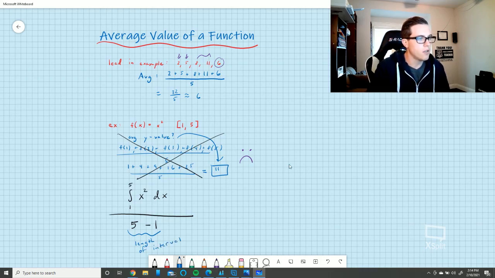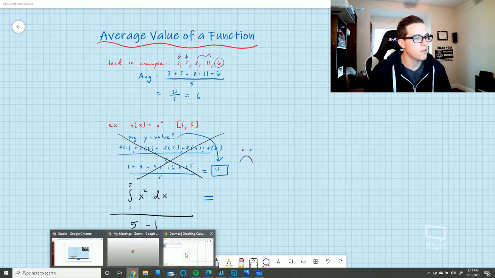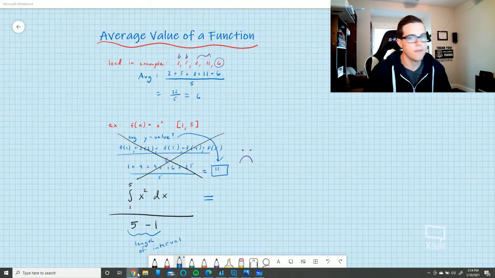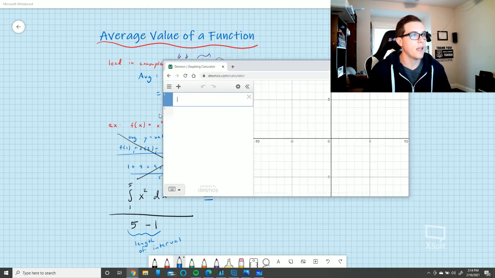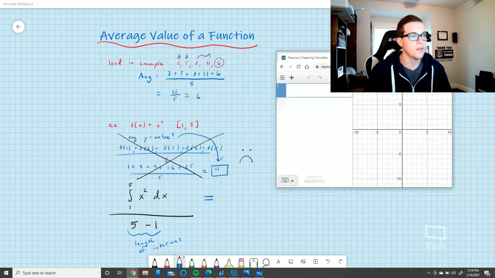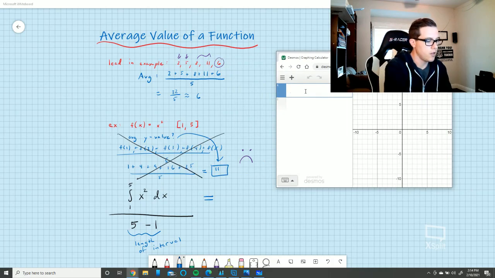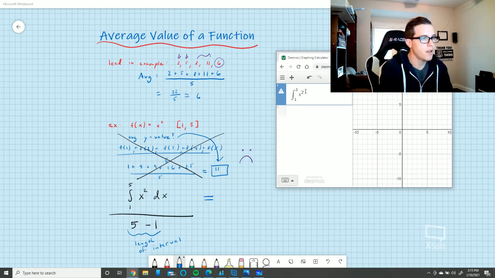So what does this calculation give us? I have you do this by hand on the homework, because at the end of the day, we still have to be able to find antiderivatives by hand. We've been getting a little privileged with the integral in Desmos, and we'll continue to be privileged. So we could do the integral from 1 to 5 of x squared dx.